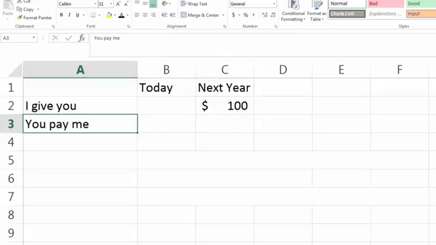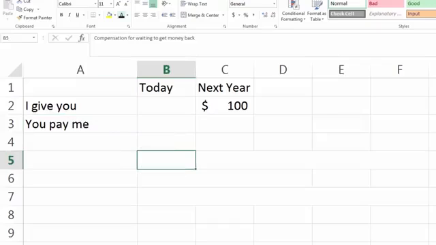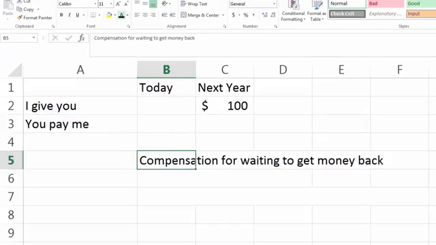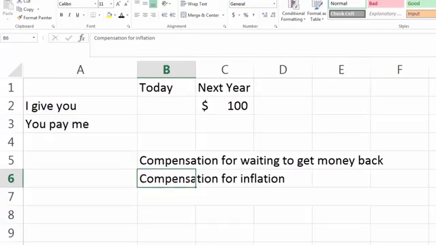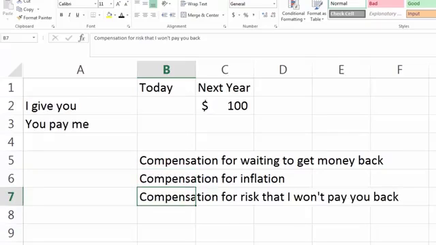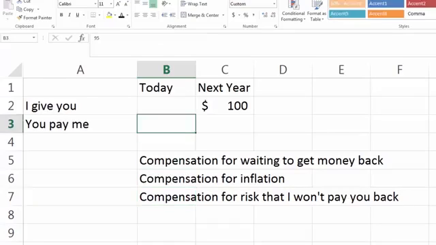Well, you wouldn't necessarily want to pay me $100 because you could spend that money on yourself, so I need to give you some compensation for waiting to get your money back. You certainly wouldn't want to give me $100 because there's some risk of inflation, so I'd have to compensate you for the fact that $100 next year may not buy as much stuff as $100 today. And I'd probably have to compensate you for the risk that I won't pay you back. Maybe I'll disappear a year from now and you'll never get your money back. So you might only pay me $95.